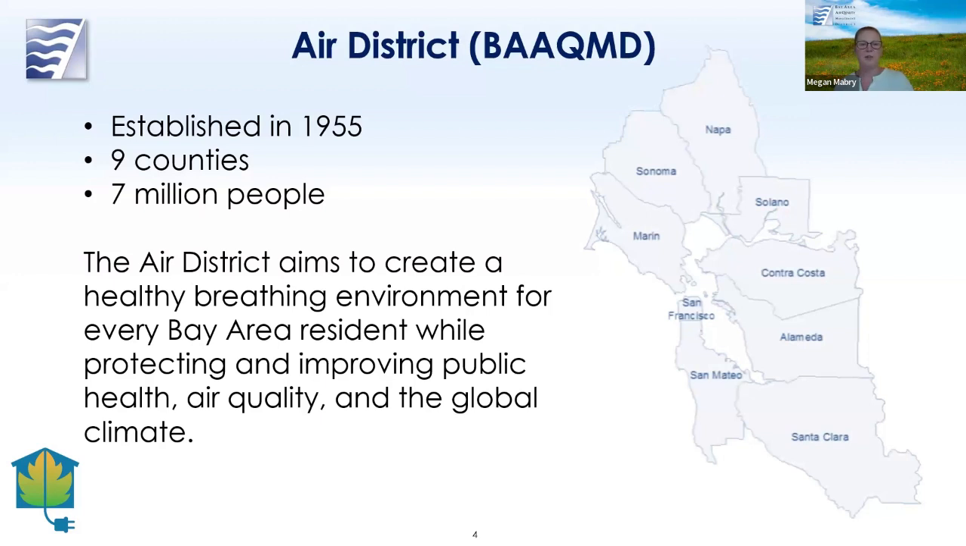Here's a little background on who we are. The Air District was established in 1955, and it is the first regional air pollution control agency in the country. We currently serve over 7 million residents located throughout the 9 Bay Area counties. Our mission is to create a healthy breathing environment for every Bay Area resident while protecting and improving public health, air quality, and the global climate. One of the ways we achieve our mission is by providing grants to reduce pollution.